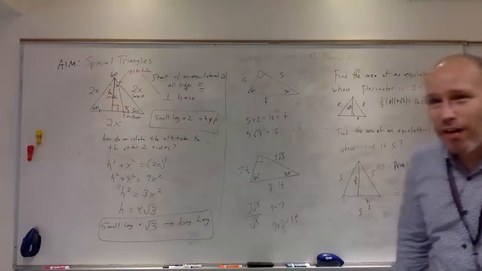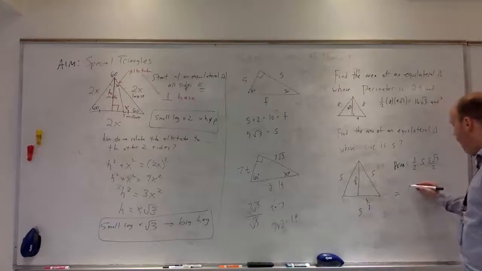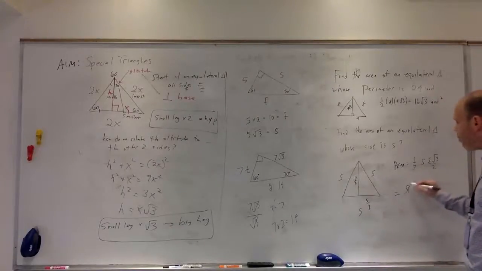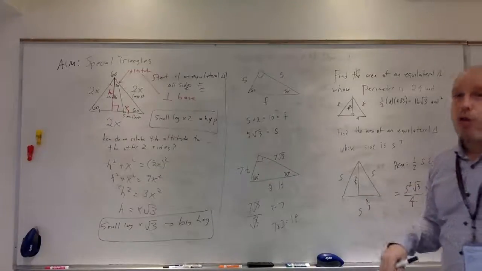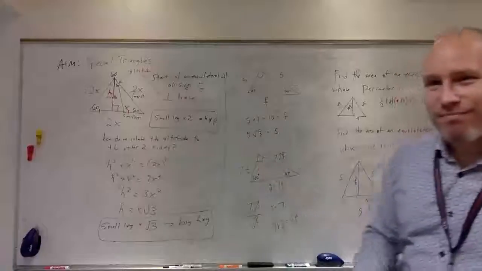Final answer, this is kind of cool. Now you can find the area of an equilateral triangle. It's S squared radical 3 over 4. Am I asking this on a test? No. Should you know it? Can't hurt.